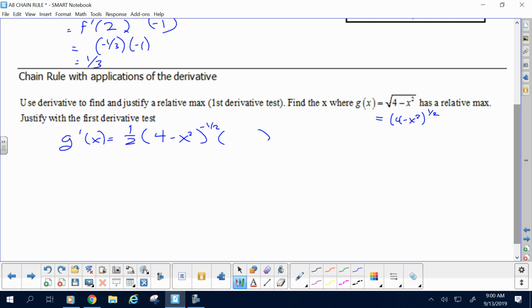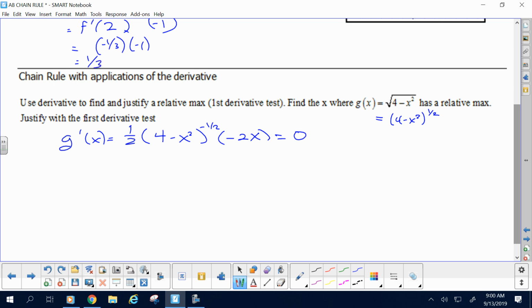Then we multiply by the derivative of the inside, which is 2x minus, nope, sorry. What's the derivative of 4? 0 minus the derivative of x squared. Thank you. Okay, cool. So I want to know where this is 0. Technically also undefined, but we'll talk about that later.